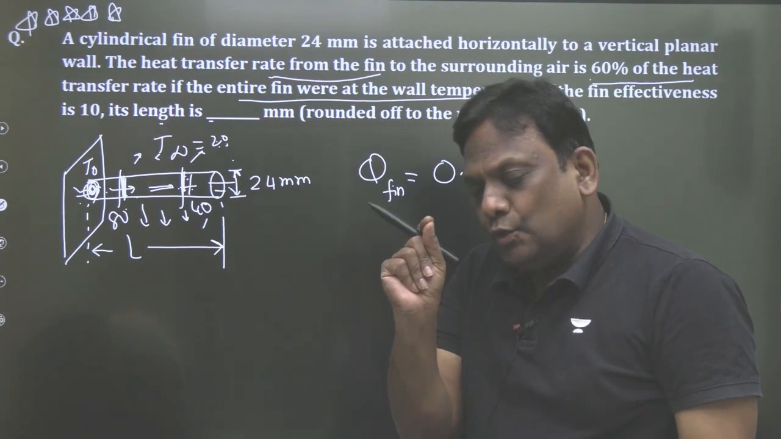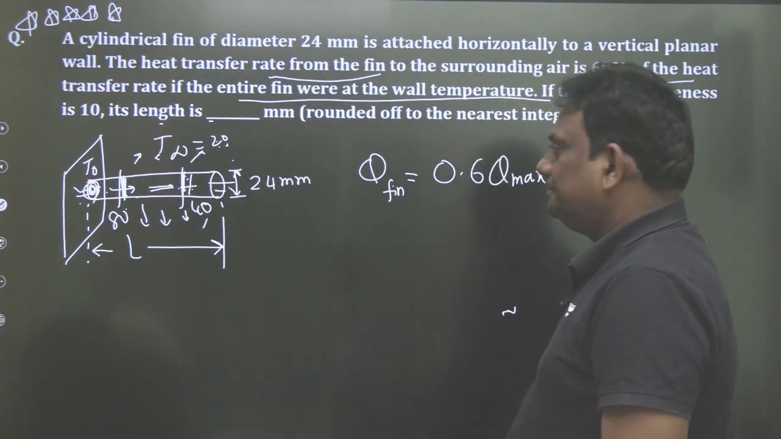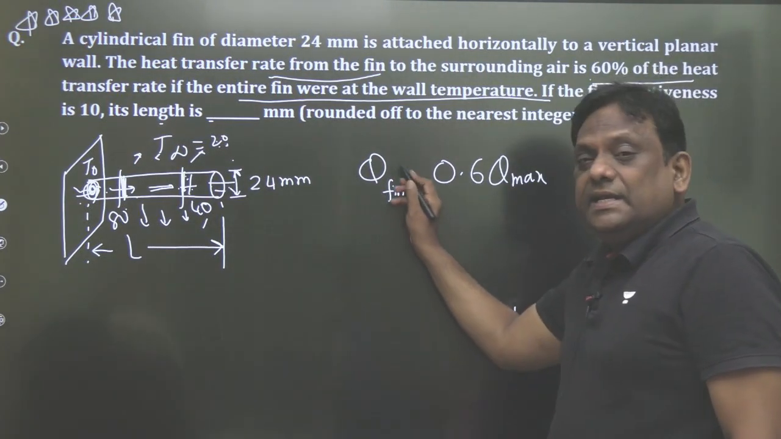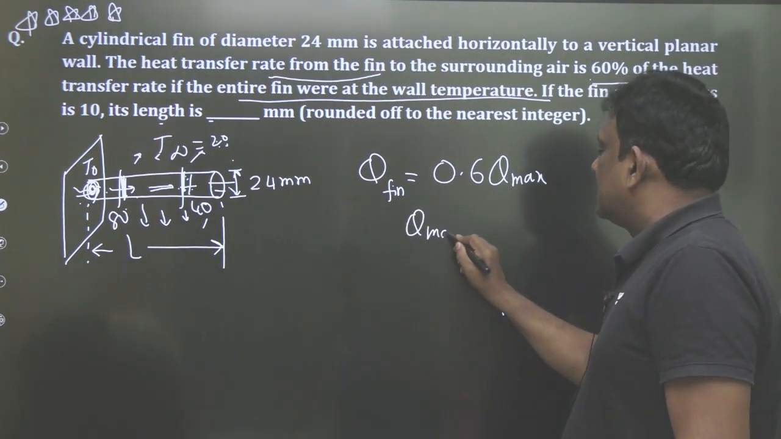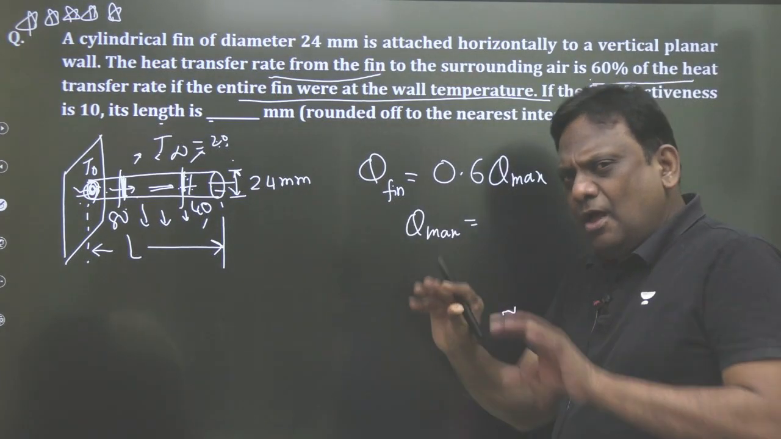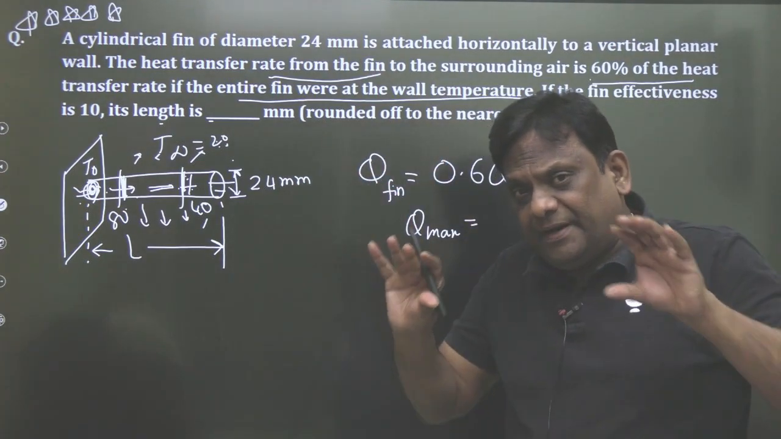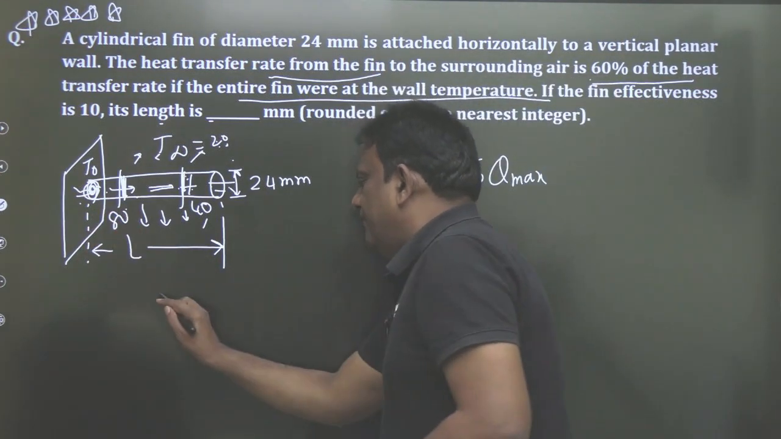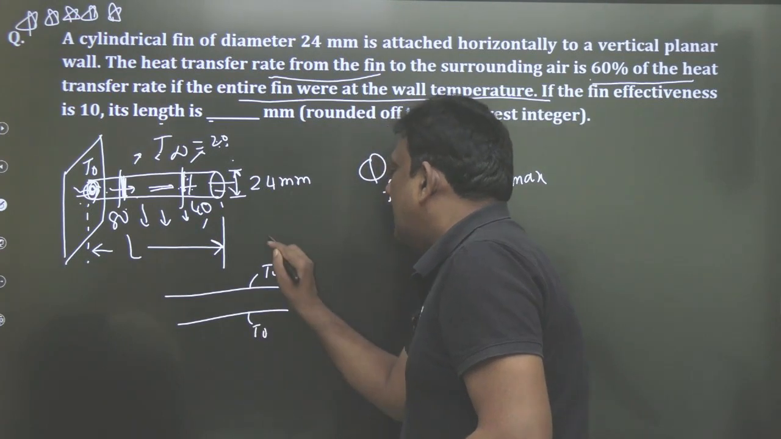Highlight this, I used the word I am missing something. I'll take it later. Look carefully. Now understand carefully. So heat transfer from the fin is 0.6 times. So what will be the maximum heat transfer? When the entire fin is at the base temperature, I repeat, everywhere the fin temperature is T naught, and the ambient is this.